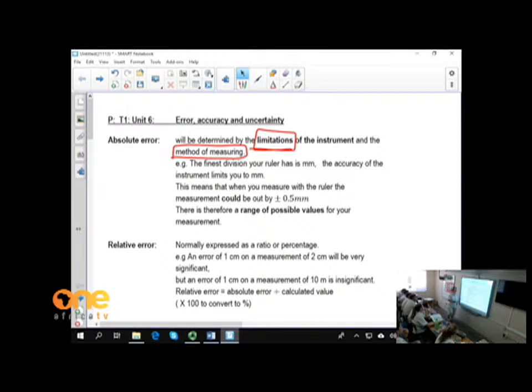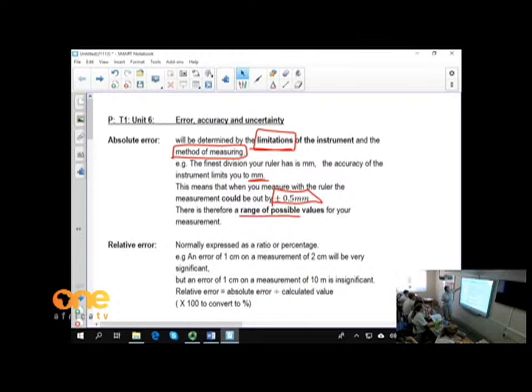If you measure with a ruler that is calibrated in millimeters, remember that there is always an error of plus half a millimeter and minus half a millimeter. In other words, the millimeter reading you got actually implies it lies between two ends of plus and minus half a millimeter. There's therefore a range of possible values.